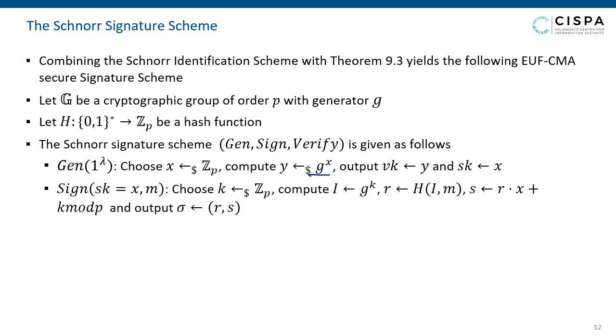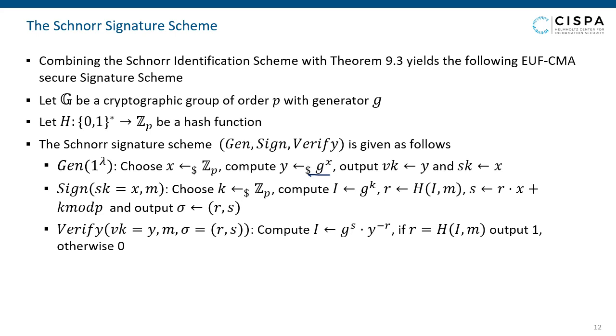To sign a message m using the signing key x, we choose a uniformly random k in Z_p. We compute I as g to the k. Next, we compute r as the hash of I and m. And we set s to r times x plus k modulo p. And we output the signature r and s.